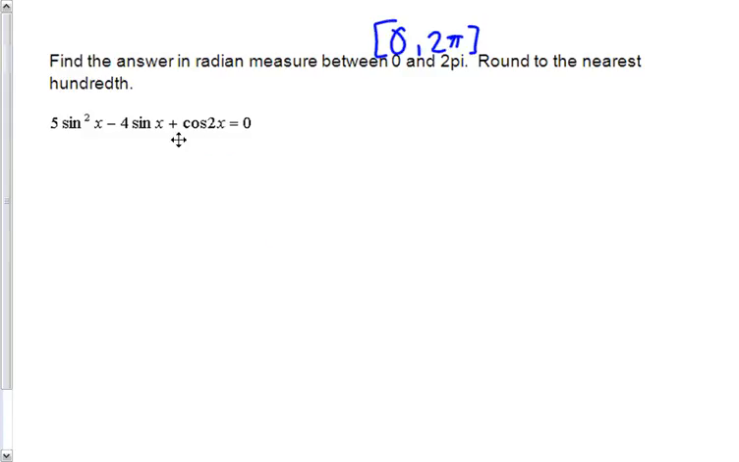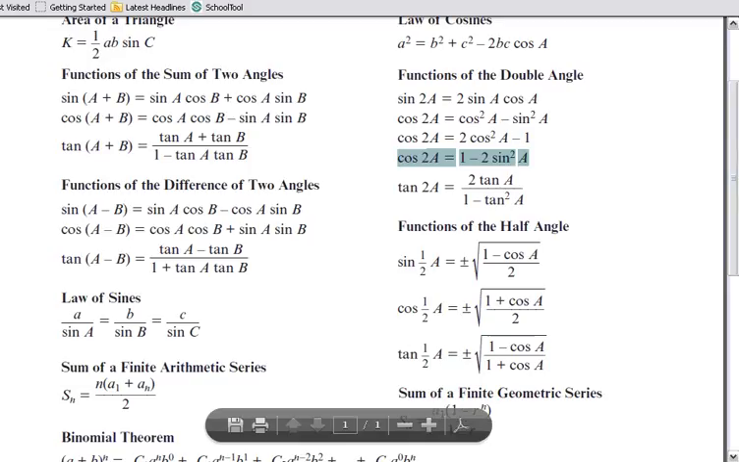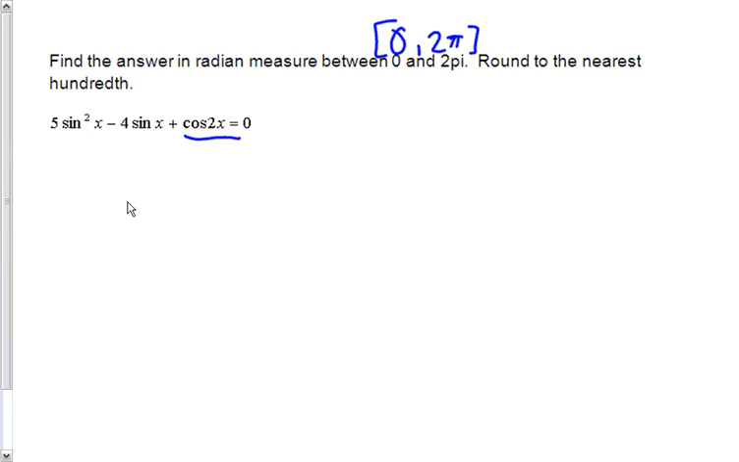First things first, when we look at this problem, I see cosine 2x, and everything's in terms of sine. Cosine of 2x has got to go. Well, I'm going to look to my reference table. Cosine of 2x, and I got a whole bunch of choices. I think it was in terms of sine. I want sine. I love sine. Sine is my friend. 1 minus 2 sine squared is what I'm going to use. So this becomes 1 minus 2 sine squared of x. All right, so there's that.